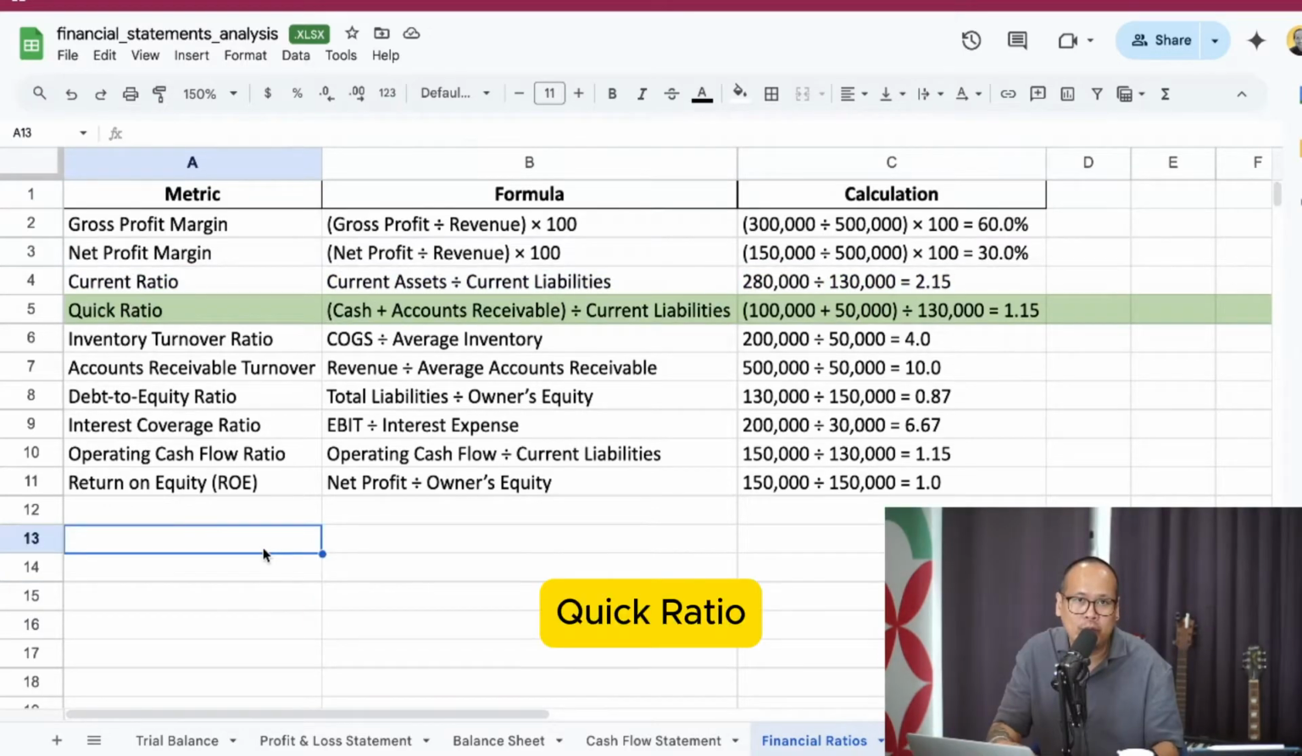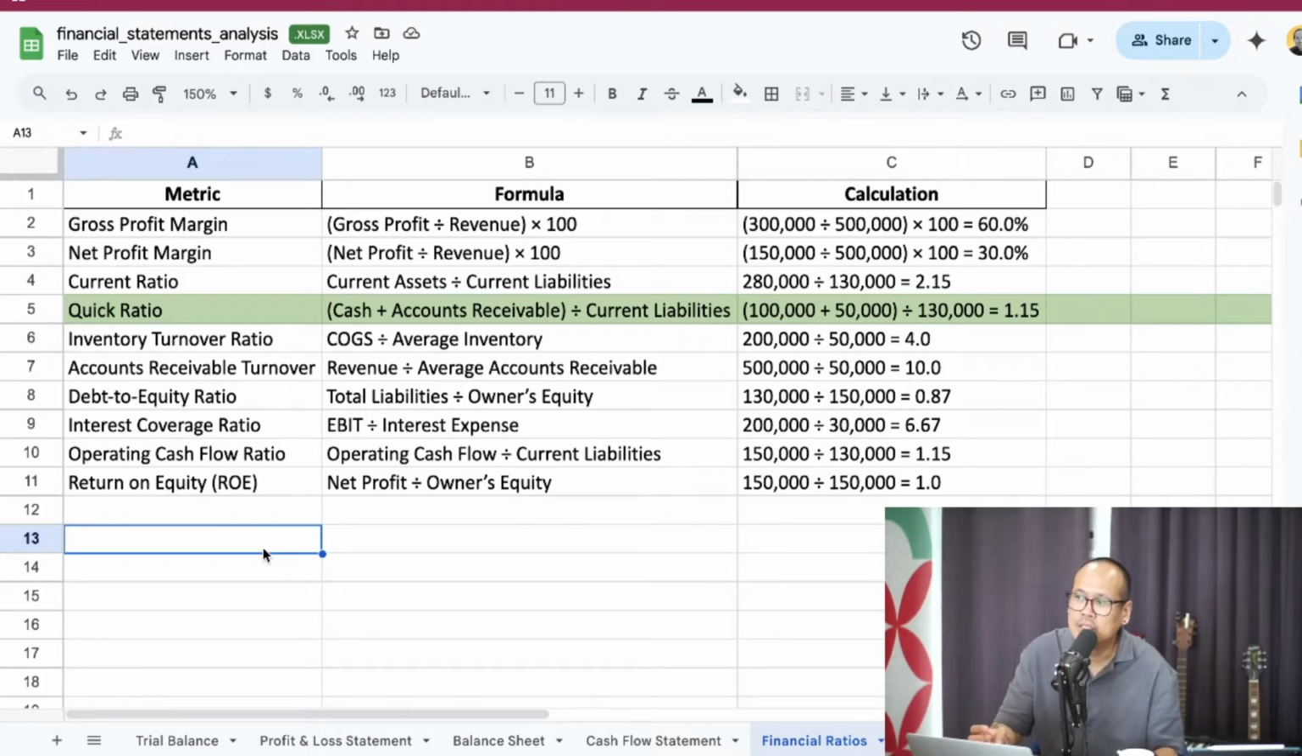Ratio number 4 is the quick ratio, what you call the acid test ratio. The formula is cash plus accounts receivable divided by current liabilities. In this example, 150,000 divided by 130,000 equals 1.15. Again, in retail industry standards, 1.0 to 1.5 is the baseline.